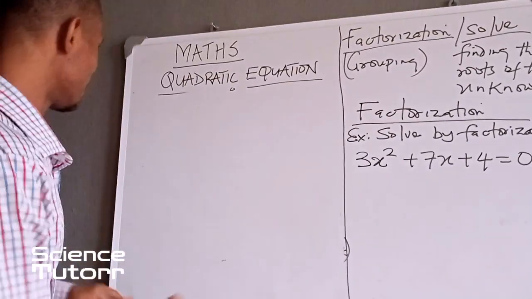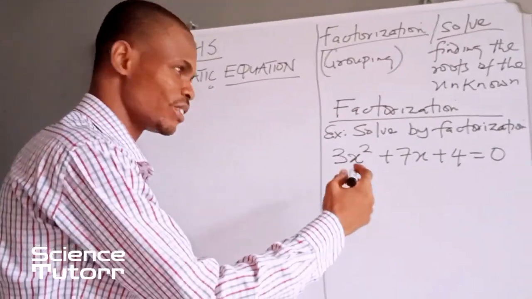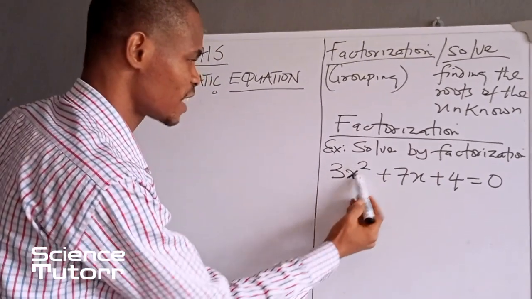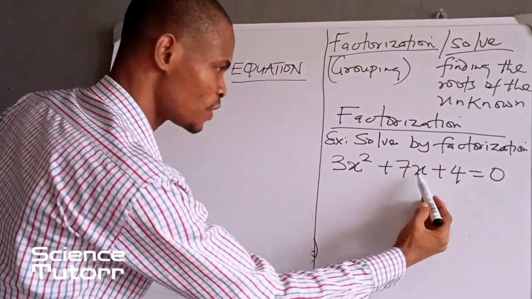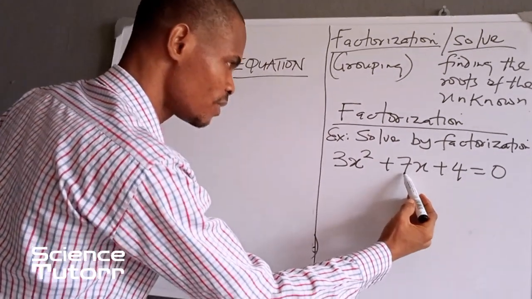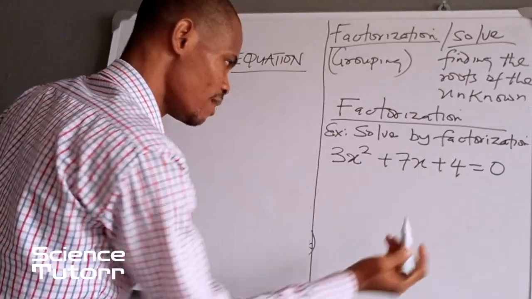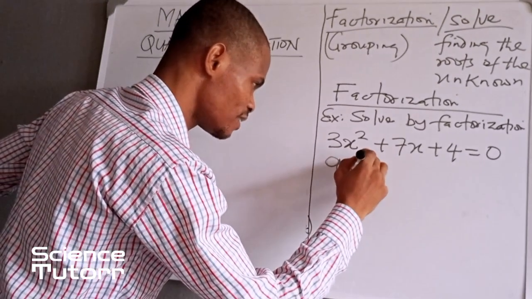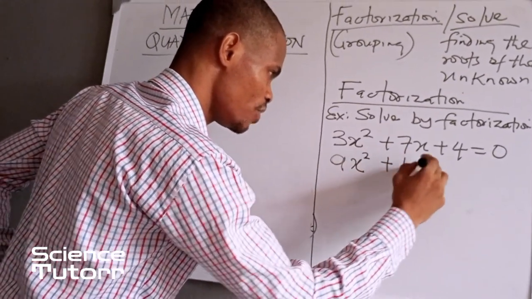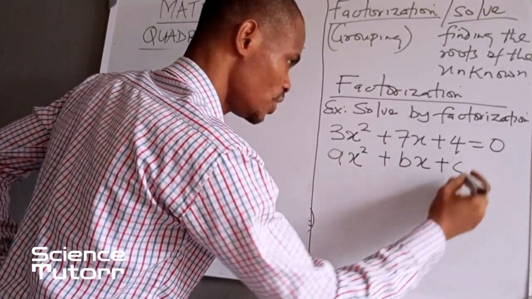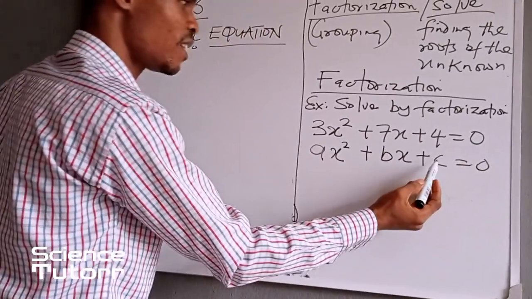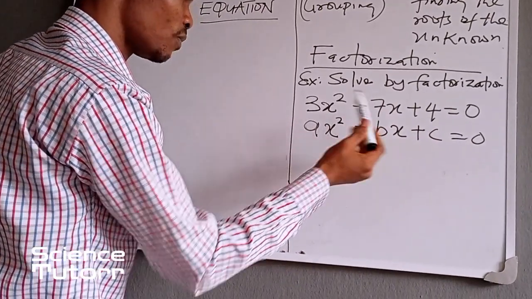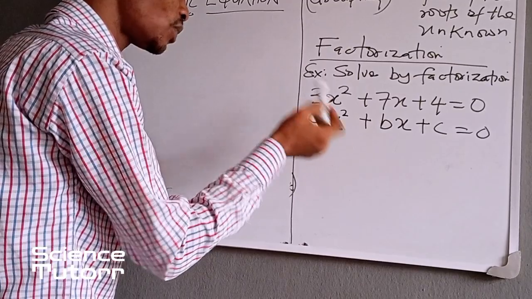Now let's begin. From this equation, the coefficient of x squared is 3. The coefficient of x is plus 7, and then we have a constant term. Comparing with ax squared plus bx plus c equals 0, you can see the constant term c is 4, b represents 7, and a represents 3.